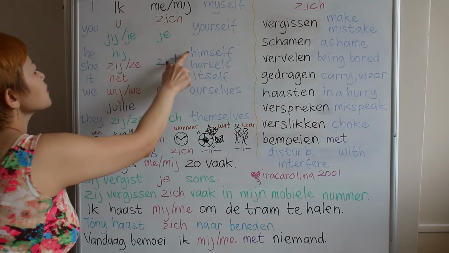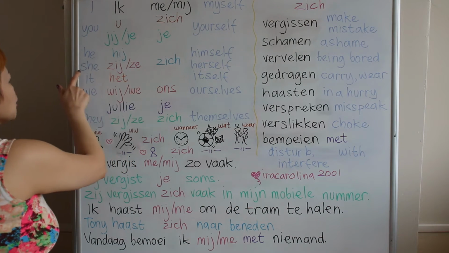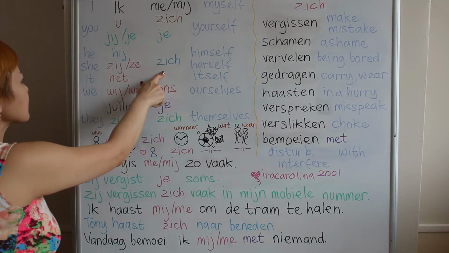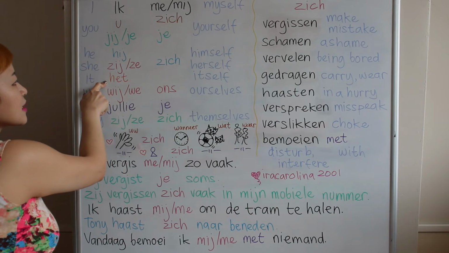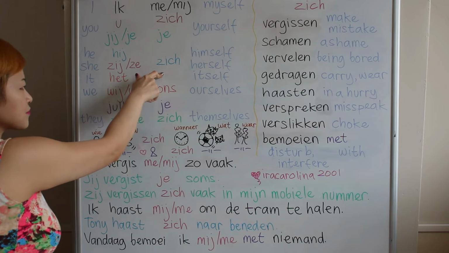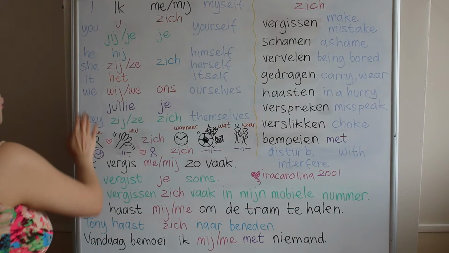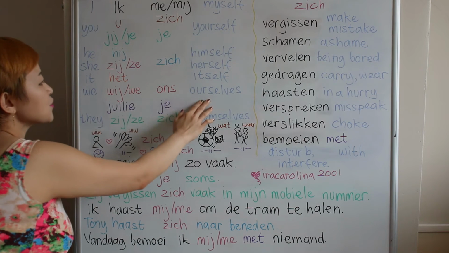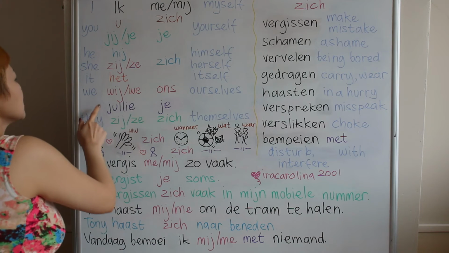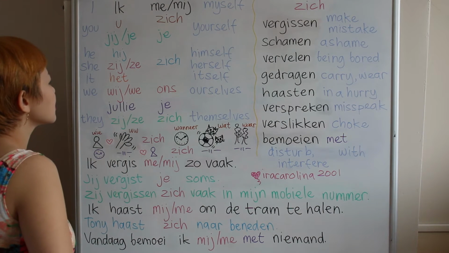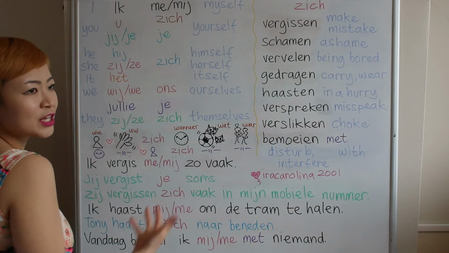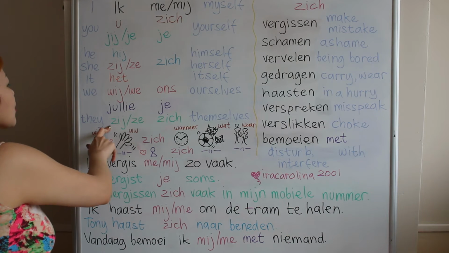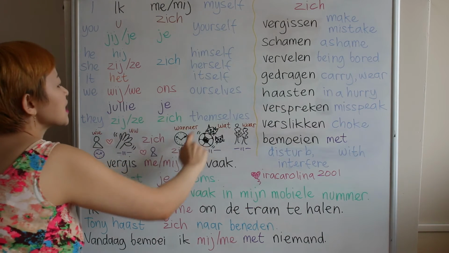Hij, himself, zich. She, zij or ze, herself, zich. It, het, itself, zich. We, wij or we, ourselves, ons. Jullie is you guys. You guys, yourselves, je. They, zij or ze, themselves, zich.